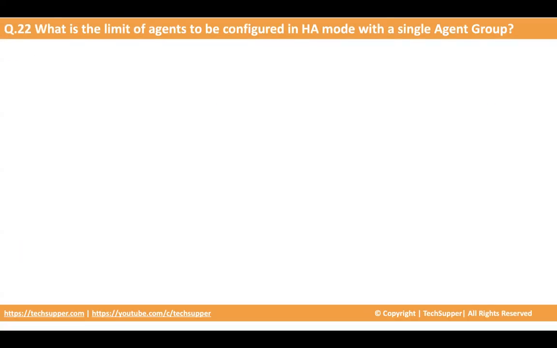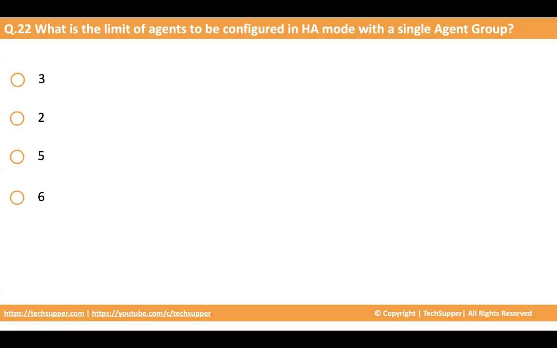The next question, what is the limit of agents to be configured in HA, high availability mode, with a single agent group? You can install the connectivity agent in high availability mode to prevent a single point of failure of the connectivity agent. But how many connectivity agents can you configure with a single agent group? This is the question. So let's see the options available: 3, 2, 5, or 6.